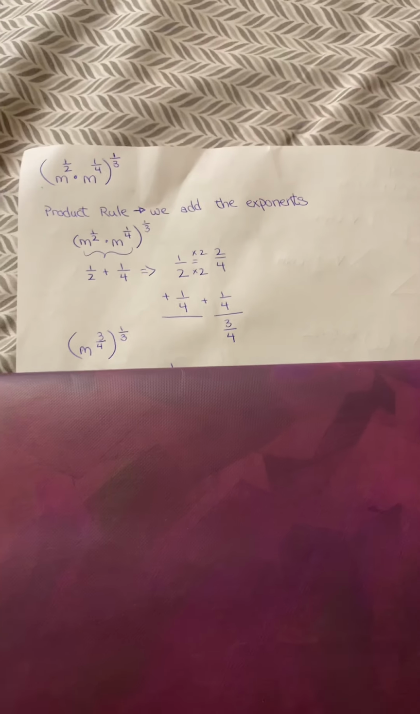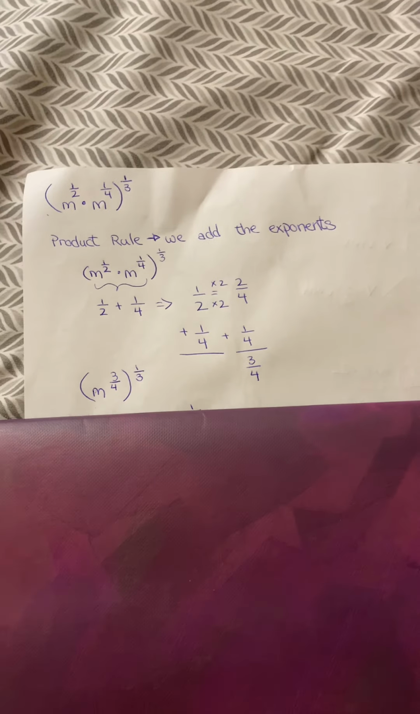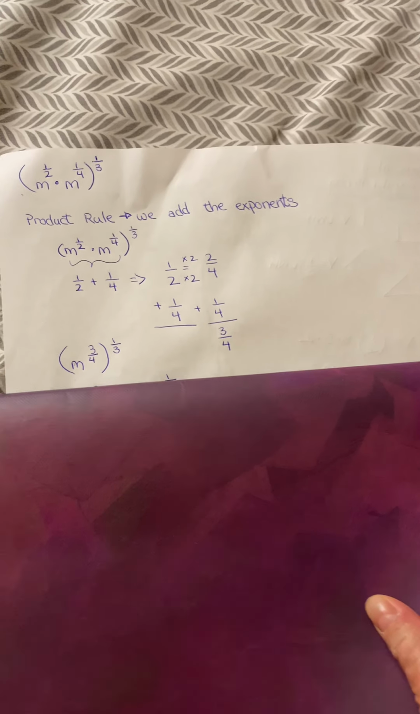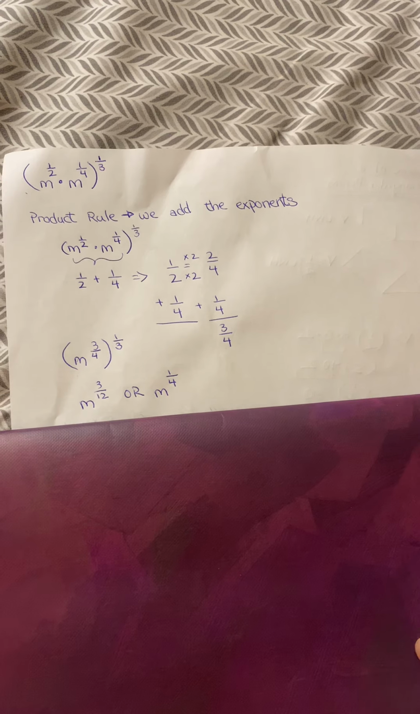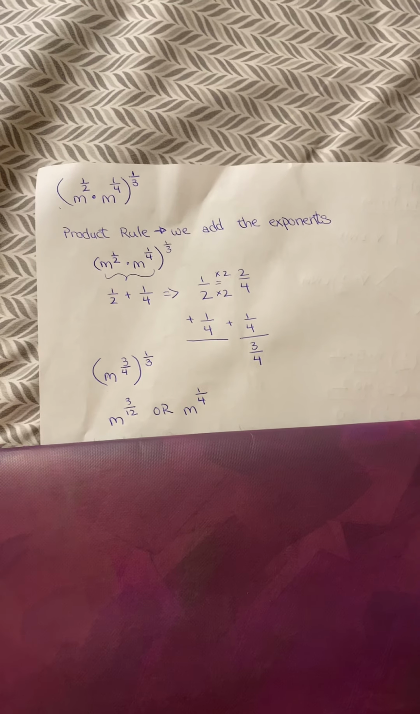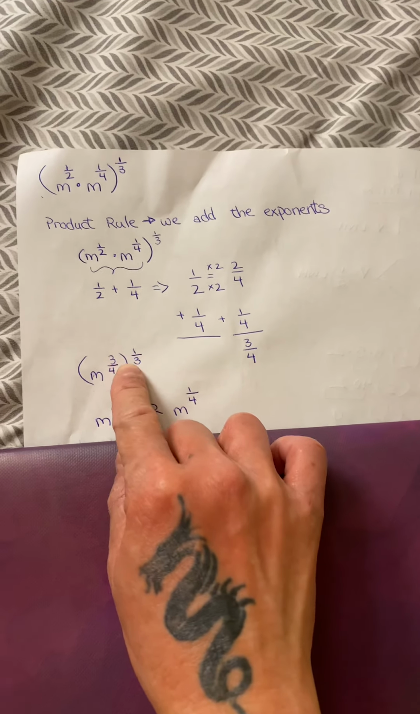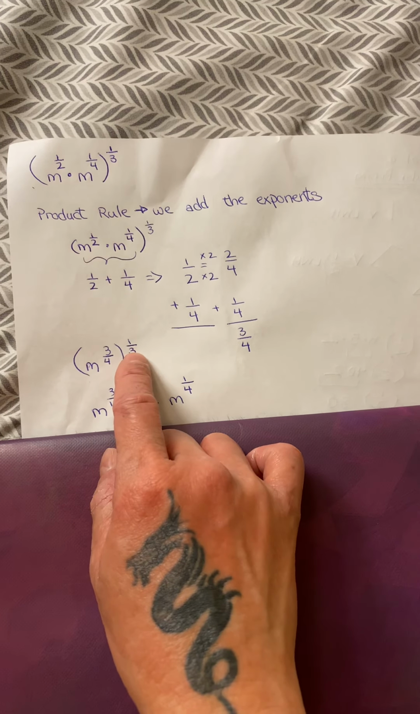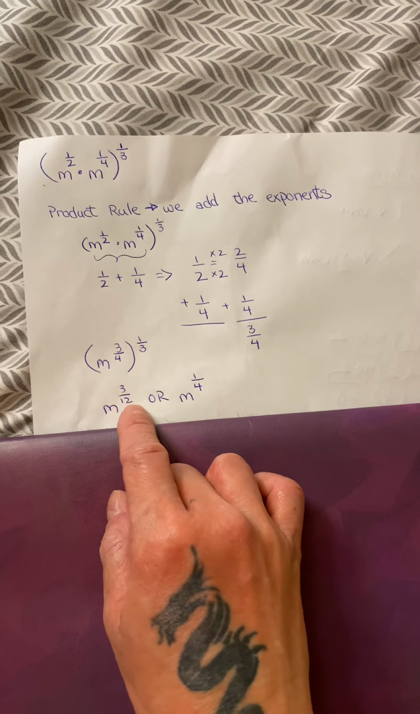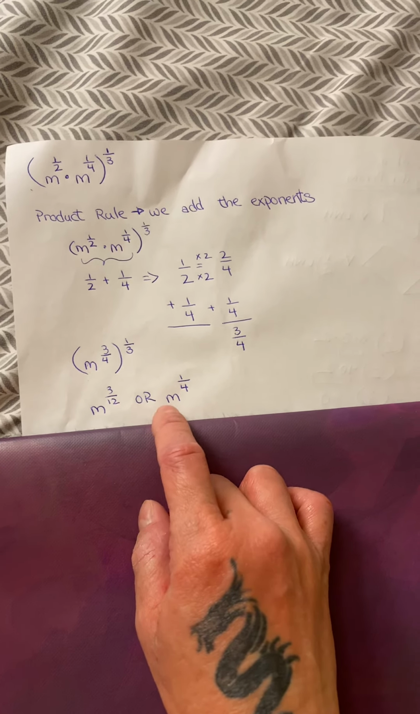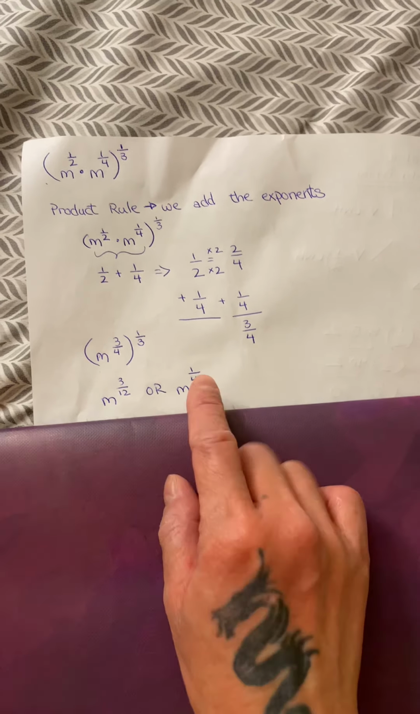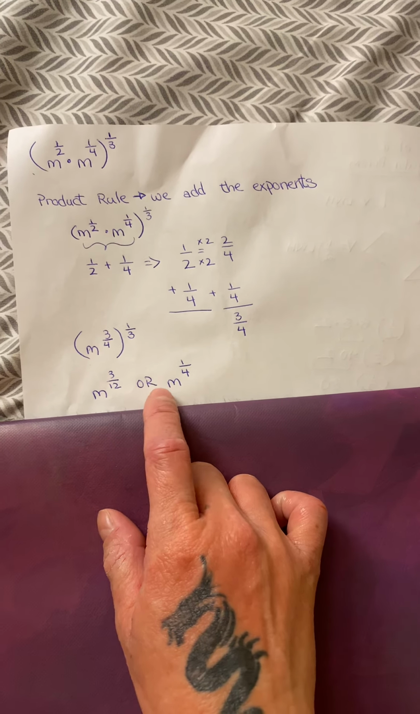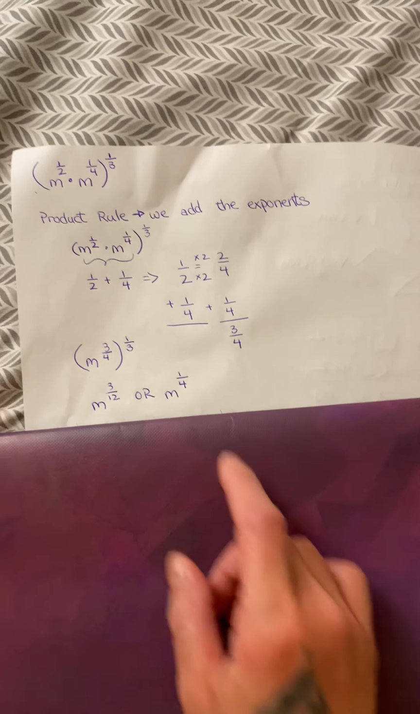And according to the power rule, what we do is we multiply. So now we have to do 3/4 times 1/3. So when we multiply, we go straight across the numerator. 3 times 1 is 3, and 4 times 3 is 12. And if we simplify it, you guys don't have to simplify it, but if we simplify it, which is the more correct answer, is m to the 1/4 power.